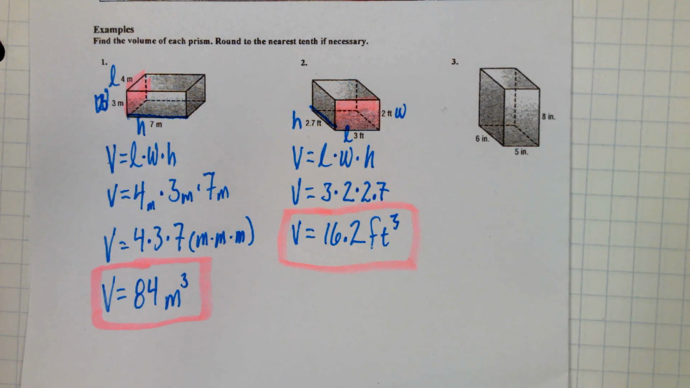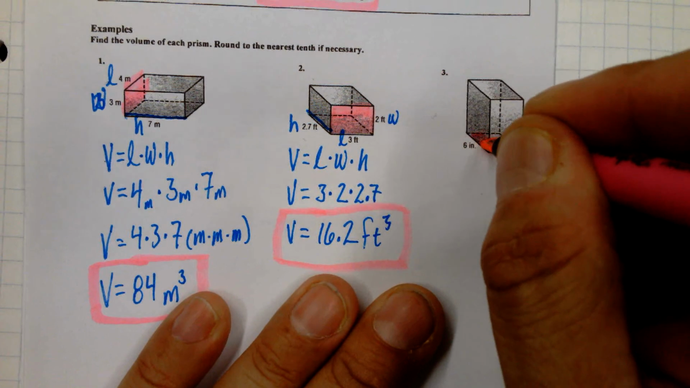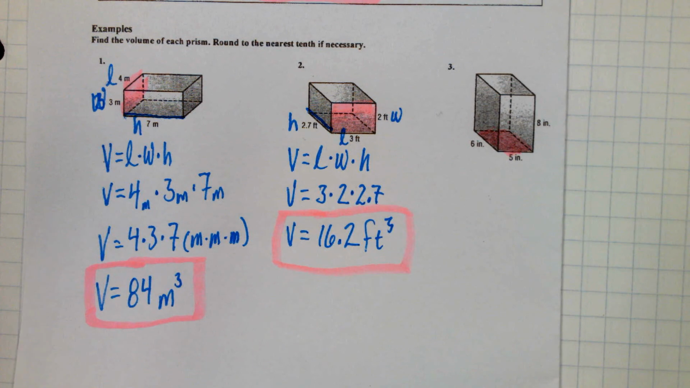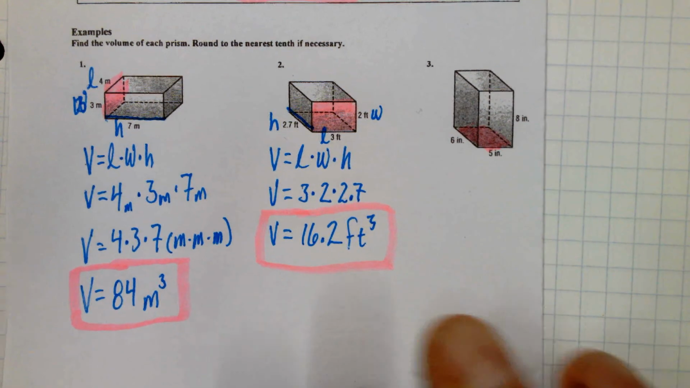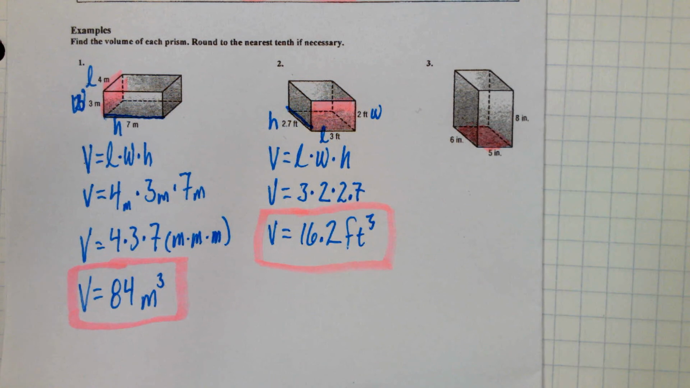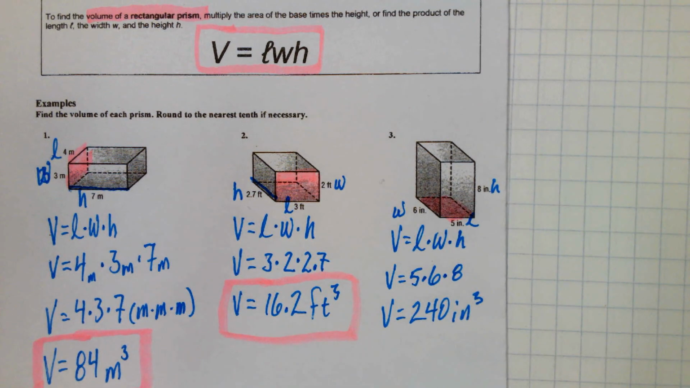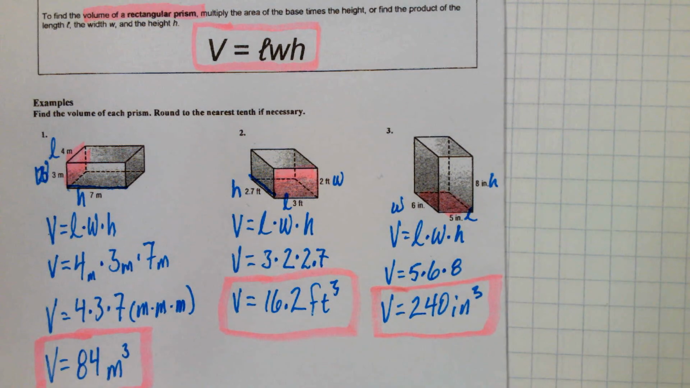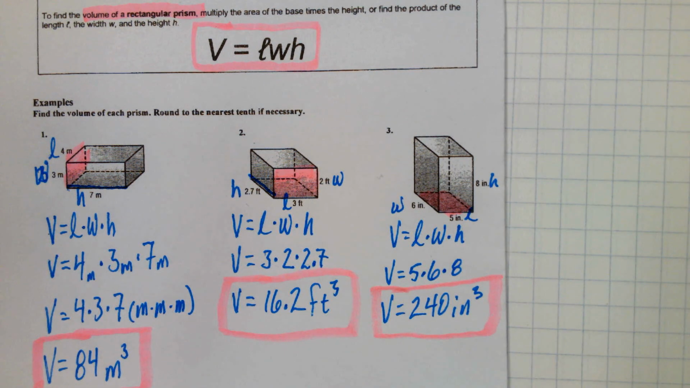So let's do the last one. I want you to use, this is going to be the base, the bottom there. Use those units for the base. So I'd like you to figure out the volume of this rectangular prism for number 3. Let's do that right now. Hopefully this is what you got. 240 cubic inches. Okay. So finding the volume of rectangular prisms is the easiest thing possible because all we're doing is multiplying.